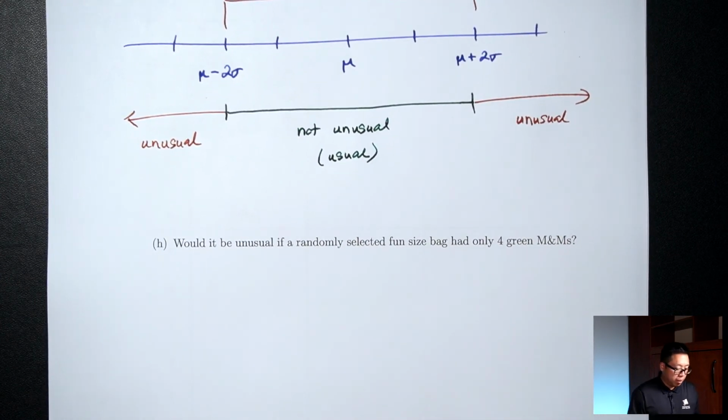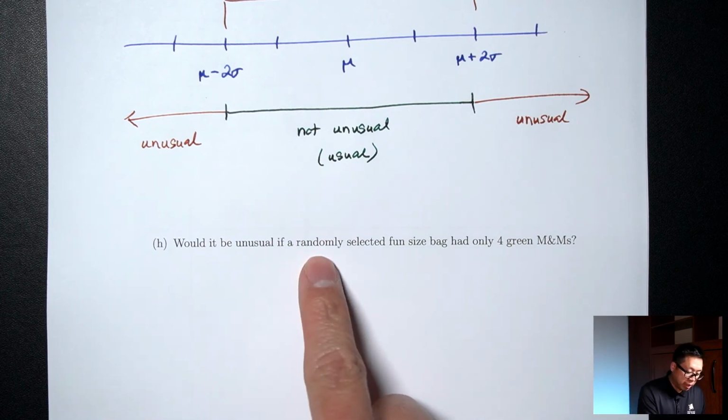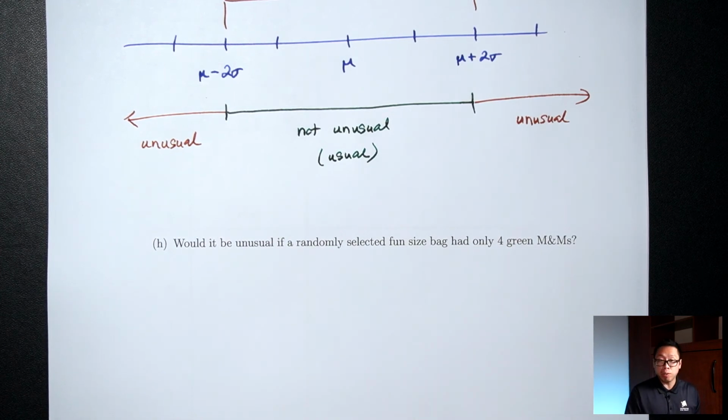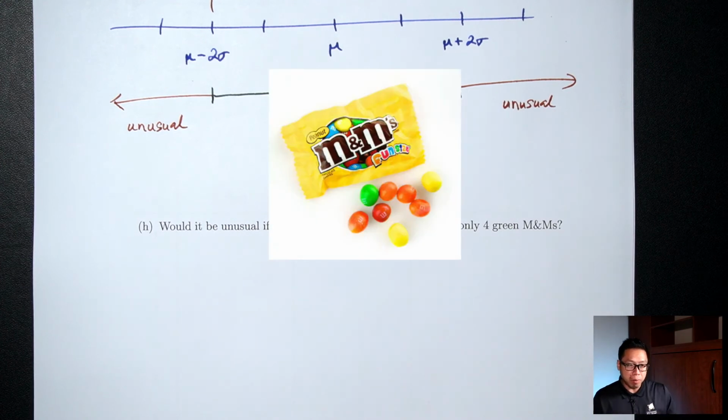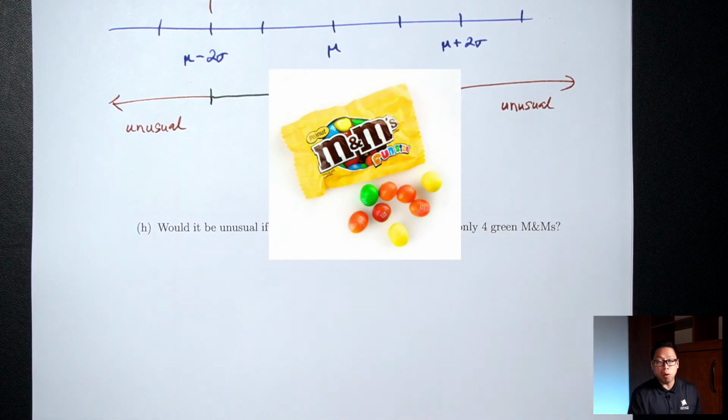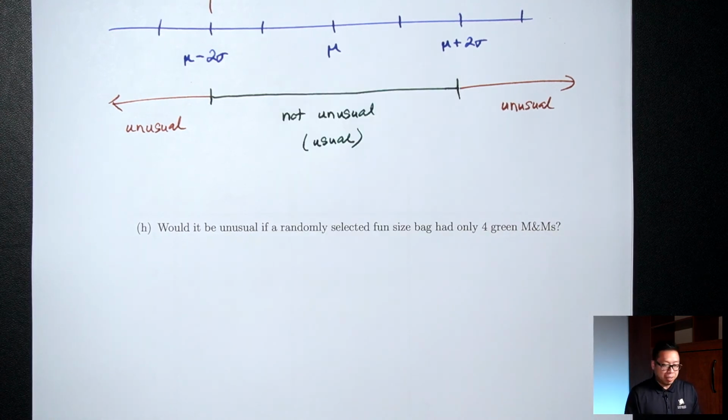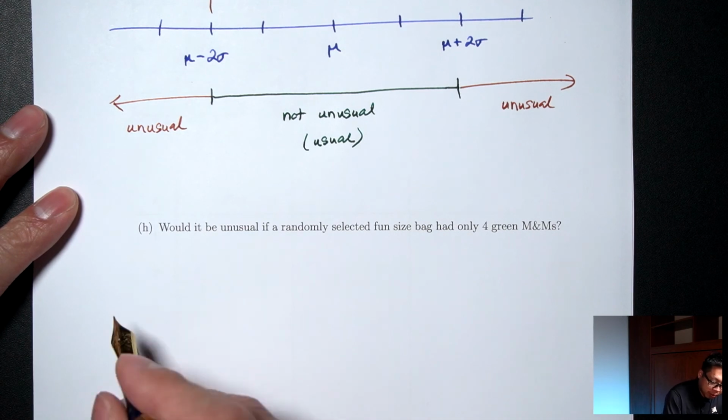Part H. Would it be unusual if a randomly selected fun size bag had only 4 green M&Ms? So we're back to our green M&Ms example. Would it be unusual if you open up a bag and you got only 4 green M&Ms? Right? I like green M&Ms. If I only got 4, I would be mad. But would this be unusual or not? Okay, so we're going to make this picture.